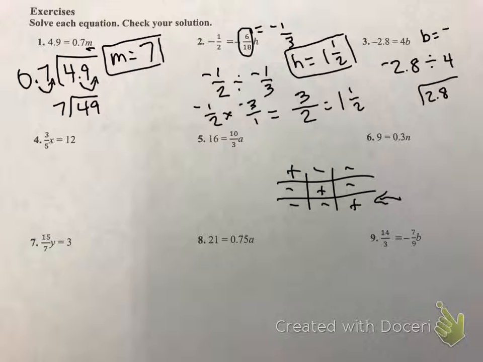2.8 divided by 4. We don't have a number outside of the division symbol that is a decimal, so we're not moving the decimal at all. Decimal comes straight up. 4 does not go into 2, but it does go into 28 7 times. So our answer is b equals negative 0.7.